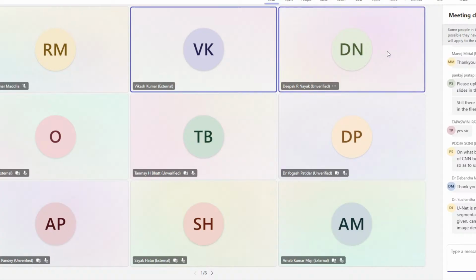The question is, UNet is normally used for segmentation. If a noisy image is given, can we use UNet for image denoising? Yes, absolutely. A very good question. UNet can be used for solving any kind of problem where you want to generate an image. Whenever you need an encoder and decoder kind of architecture, you can use the UNet architecture, whether it is de-blurring or denoising.